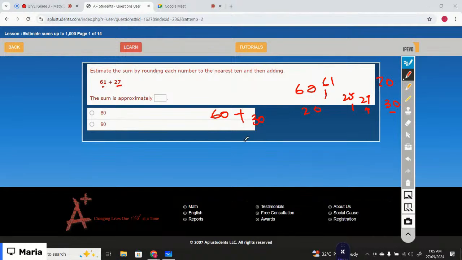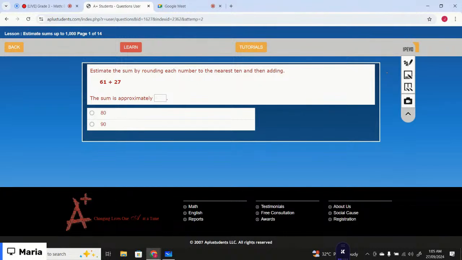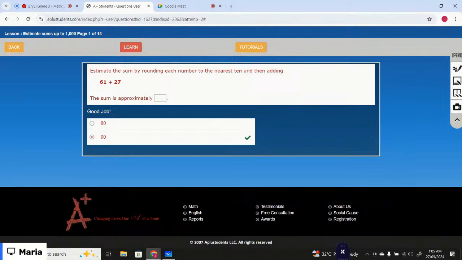So you have 60 plus 30. 60 plus 30 is 90. So the correct option is option number 2. That is 90. The correct option is 90. Option number 2 is the correct option.